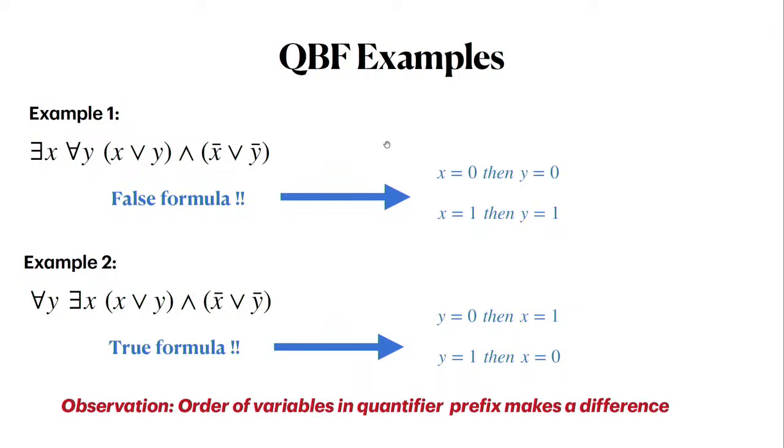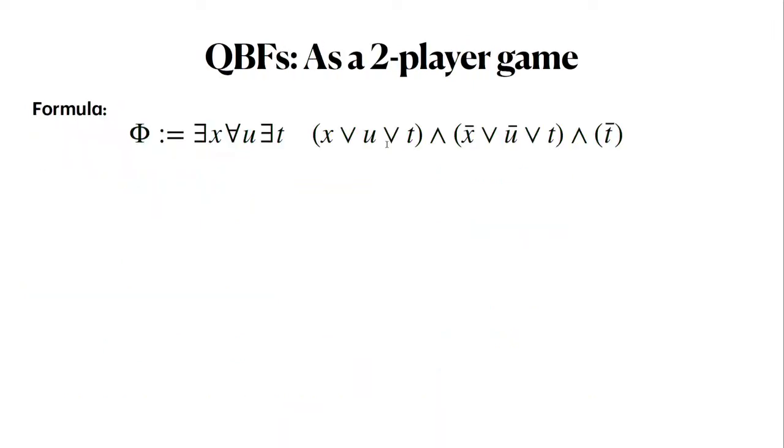There is no notion of ordering, but the order in which I present my variables in a QBF is very important. Not just the quantifier, but also the order in which they appear is very important in deciding whether a formula is true or false. How can we look at that?